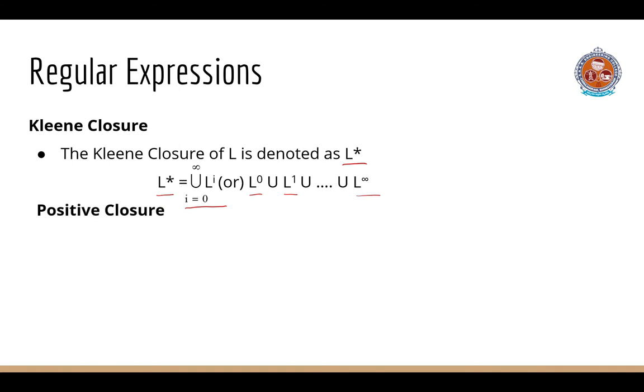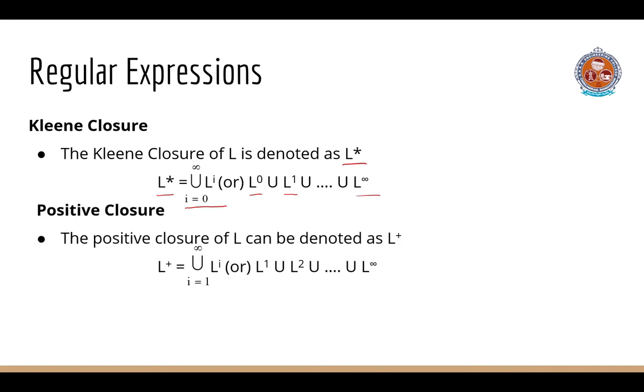Positive closure. The positive closure of L can be represented as L power plus. Here the positive closure of L is equal to union of I is equal to 1 to infinity L power I, or it can be written as L power 1 union L power 2 union, so on up to L power infinity. So here the difference between Kleene closure and positive closure is the Kleene closure starts at L power 0 but the positive closure starts at L power 1.